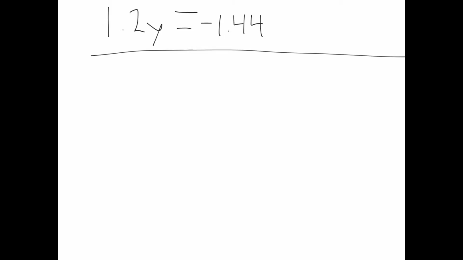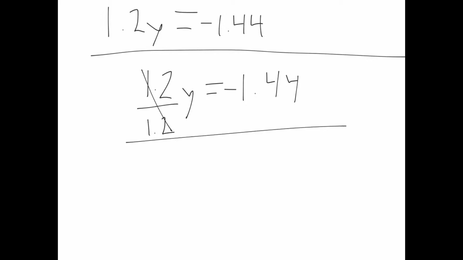So in order to solve this equation, I would go 1.2y equals negative 1.44, and then I would divide 1.2 over 1.2, which scratches that out, and then over here I would put over 1.2, and then my answer would be y, and then I would divide this. It's negative, so my answer is going to be negative, and then I would put 1.2 divided by 1.44.